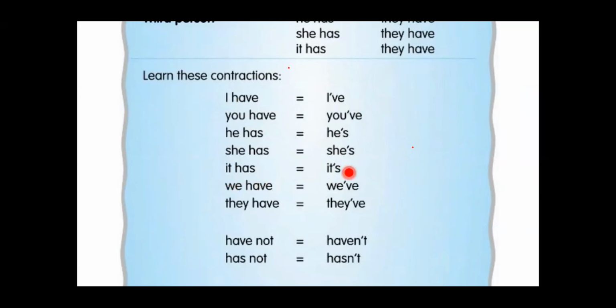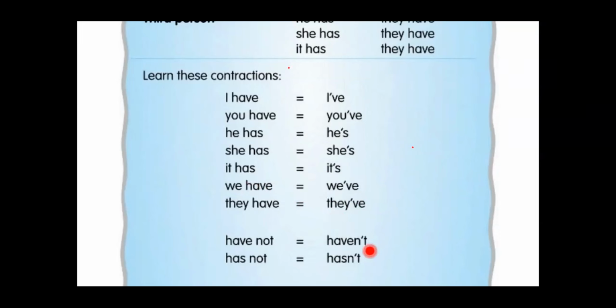It is, the same, right? For it is also we use the same contraction, it's. We have becomes we've. And then they have becomes they've.